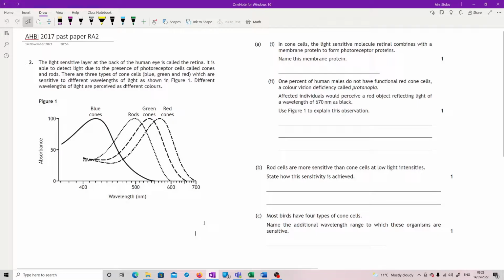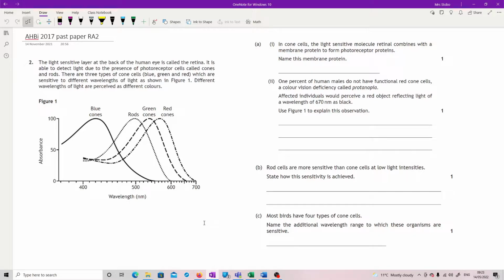The light sensitive layer at the back of the human eye is called the retina. It is able to detect light due to the presence of photoreceptor cells called cones and rods. There are 3 different types of cone cells, blue, green and red, which are sensitive to different wavelengths of light as shown in figure 1.